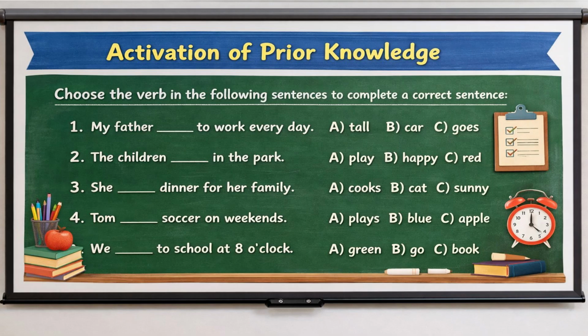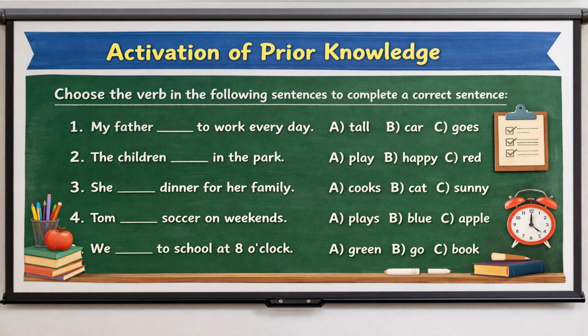This is not an effective practice. Activation of prior knowledge is very important because it prepares students for today's lesson. Some skills are necessary before learning a new grammar point, and students need to master these skills first. That's why the teacher should check students' understanding before starting the lesson. This can be done by giving simple tasks to see if students are ready.